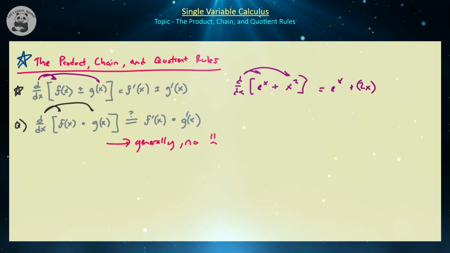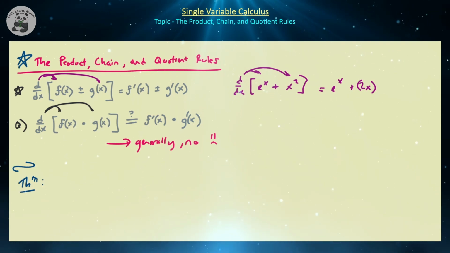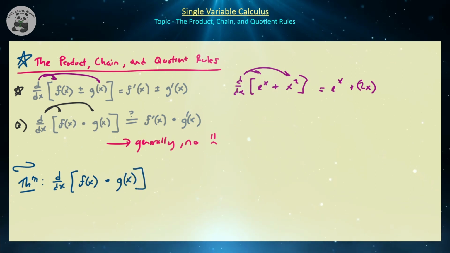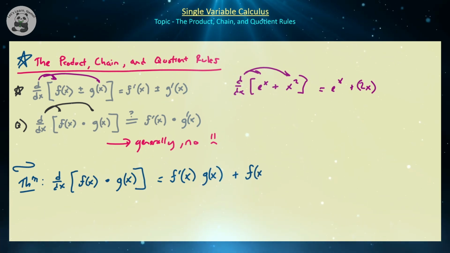So, if that's the case, obviously there should be another rule for the derivatives of products of functions, and indeed there is. And this first rule, which I'll present, is called the product rule. So the actual derivative of the product of two differentiable functions, f and g, is equal to the derivative of the first times the second plus the first times the derivative of the second.